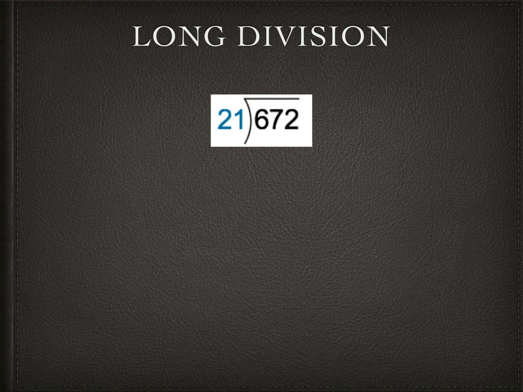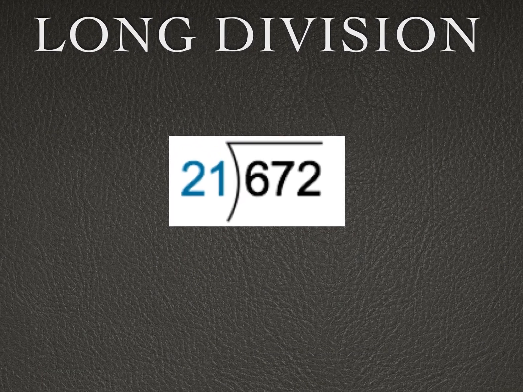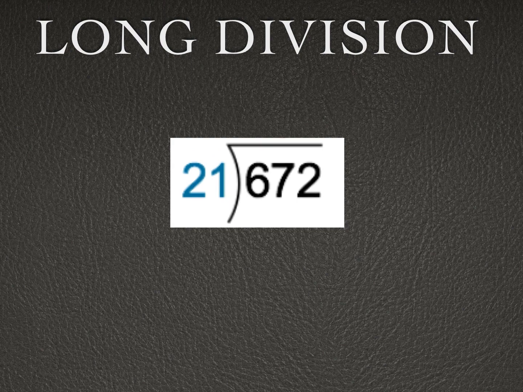Okay, so to understand how we divide polynomials using long division, first we're going to have a little refresher on just long division in general, so long division with numbers. How would I divide 672 by 21? You start off by seeing if 21 goes into 6. How many times does 21 go into 67? 3 times. Then what do I do?